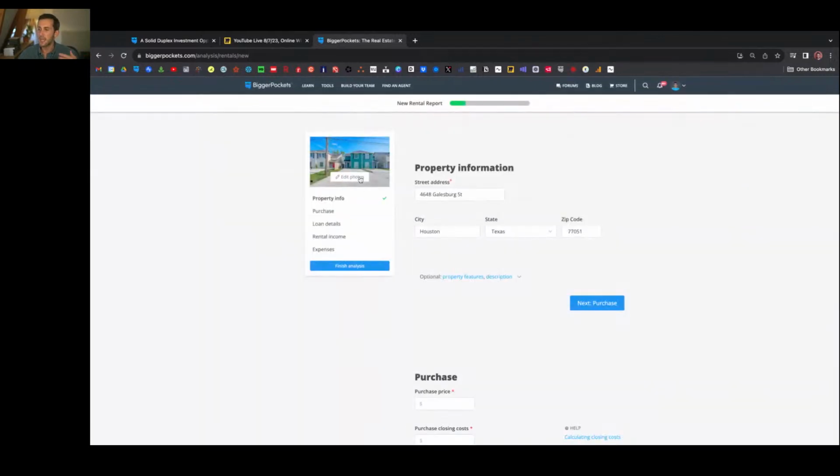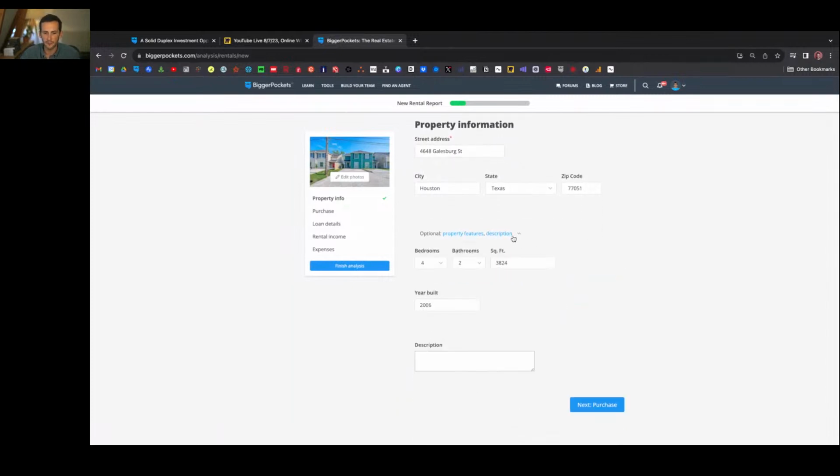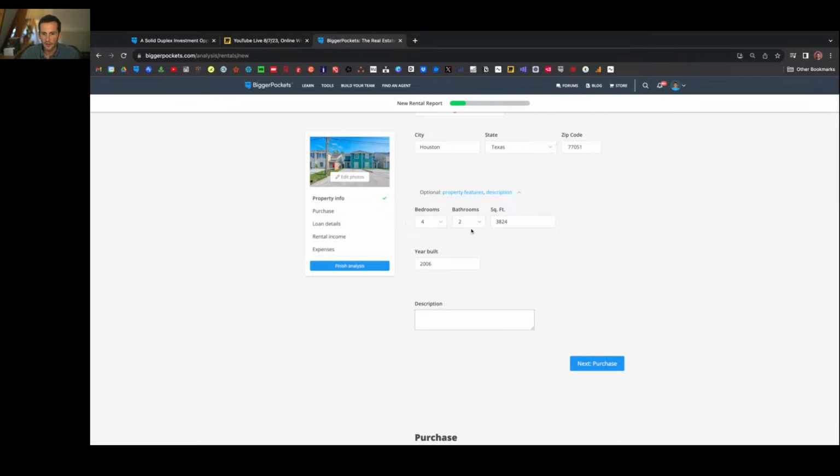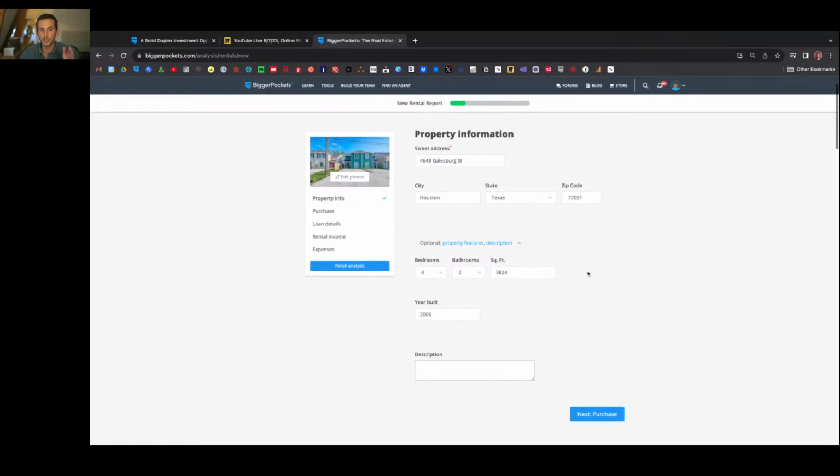If you want to, you can add more photos. I'm just trying to do this relatively quickly to show you guys how this works. So that's the first step. All we needed to do is add in the property information. But if we want to put in more information, like 4-bedroom, 2-bath, you can do more. This analysis, just so you know, is going to do one side of the property, and then we're going to double it. So I'll just show you how we're going to do that.